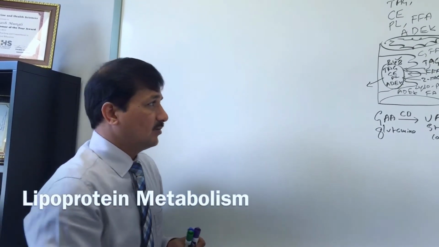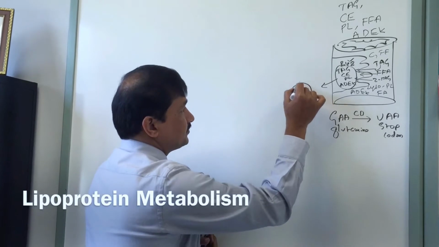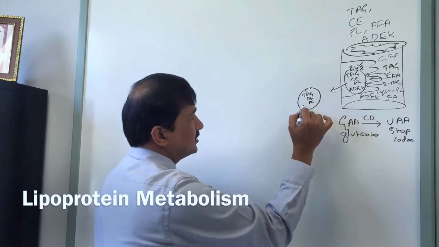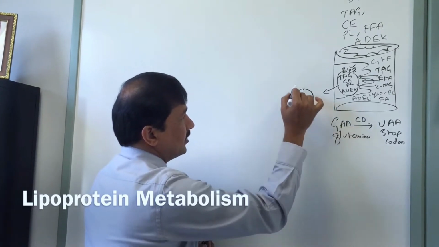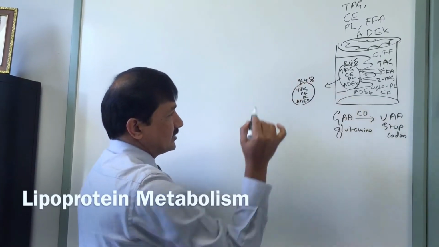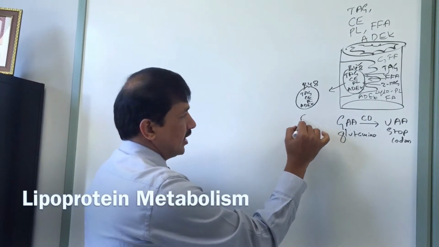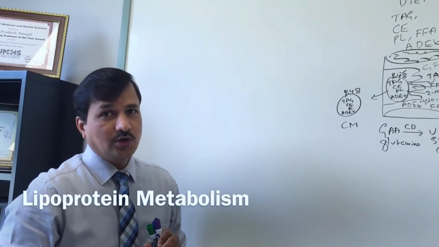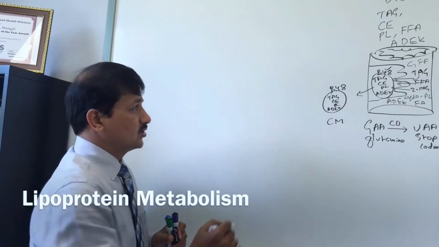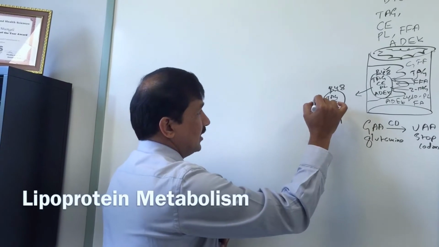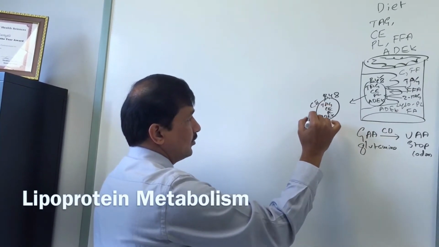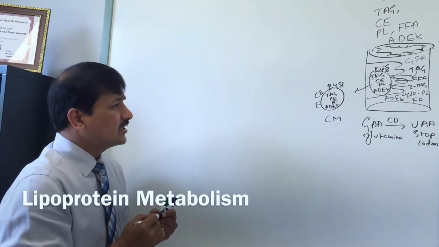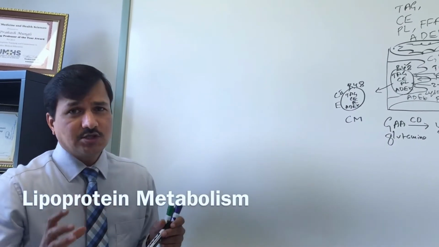Once it is in the bloodstream, your chylomicron, which has triacylglycerol, cholesterol ester, phospholipid and ADEK, originally has ApoB48. I'll write chylomicron as CM here. It is going to acquire ApoC2 and ApoE from HDL. So it gets ApoC2 and ApoE from HDL. Once it gets that from HDL, this is a mature chylomicron.